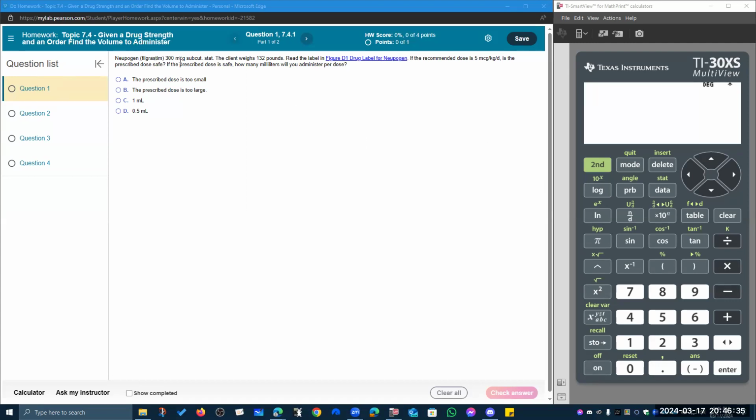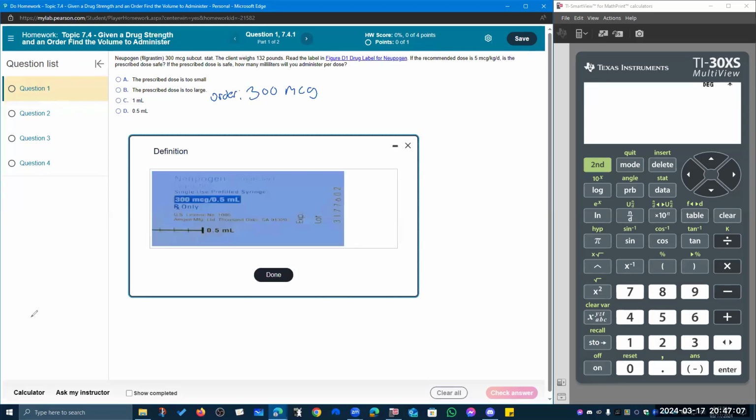So this drug has an order of 300 micrograms given stat, which is going to be 1 time. Let's look at this is the order. Let's look at the SDR that's on the label here.